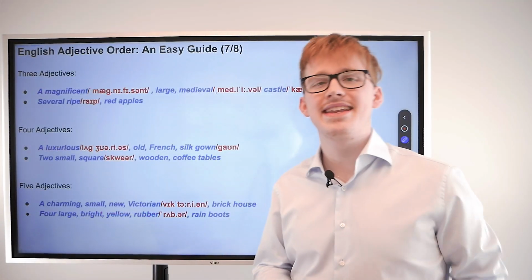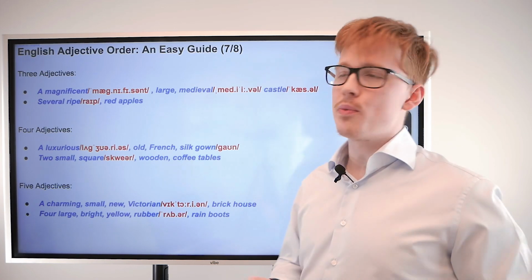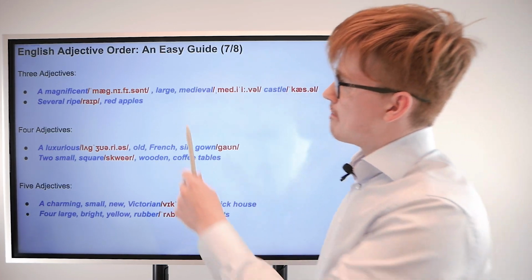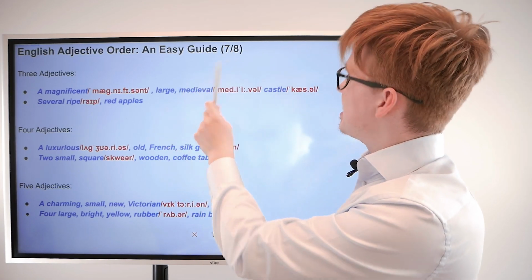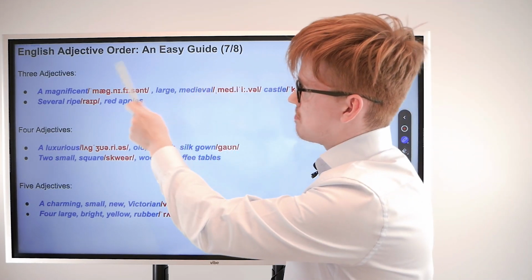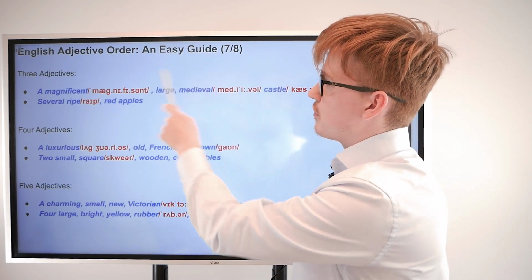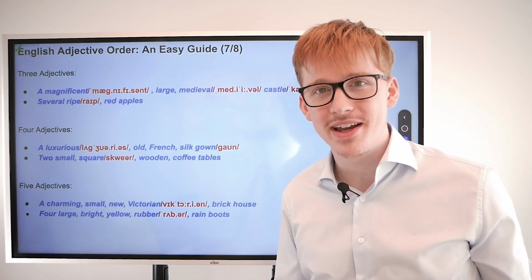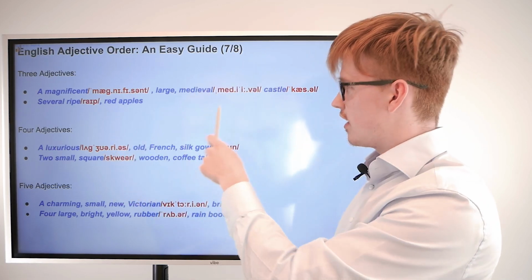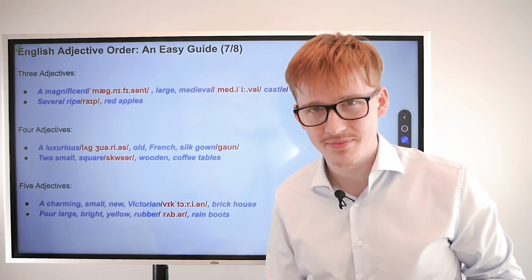Great. Okay, and now let's have a look at what it's like when we have 3 adjectives. So we have a magnificent large medieval castle. So we don't have a medieval large magnificent castle or a large medieval magnificent castle. These sound weird. So what you want to say is a magnificent large medieval castle.